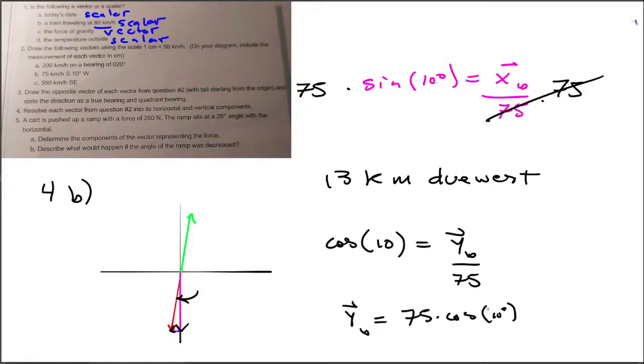And let's punch that into the calculator. So 75 cosine of 10 gives us 73.9 kilometers, and this is due south.